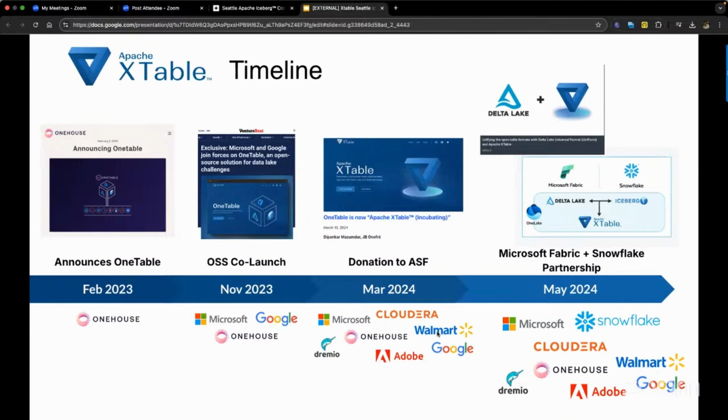And I think the big news last year was Microsoft Fabric and Snowflake had a partnership. So essentially, there's a product in Microsoft known as OneLake. And under the hood, it's using XTable to handle the conversion between Delta Lake to Iceberg. So I'm really excited for Anand's talk because he'll be speaking about how they're using OneLake and XTable at scale at enterprise level.